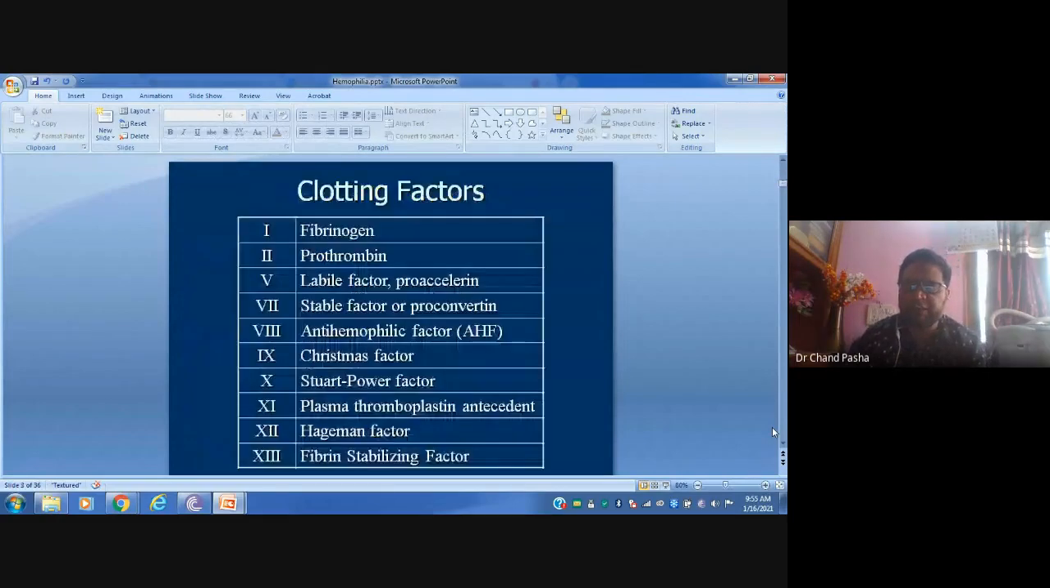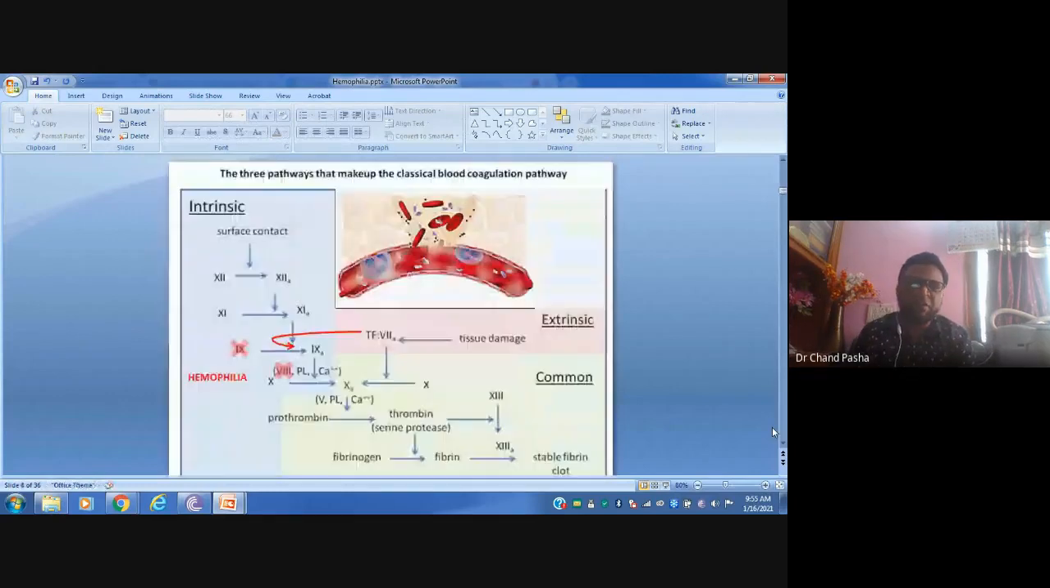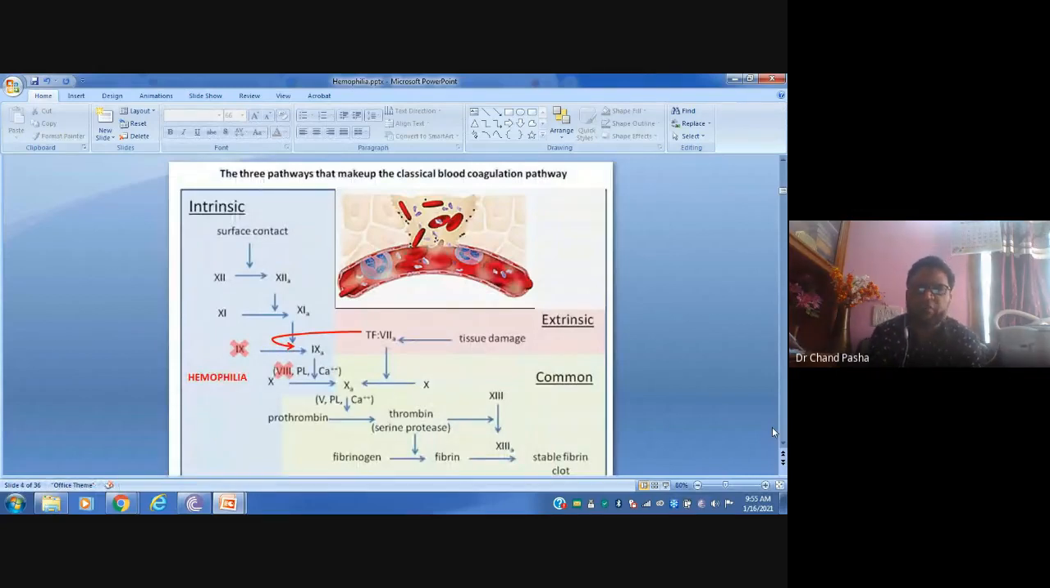So the clotting factors, again, we are discussing these things. Now we'll just review again. As I told you, the clotting process starts in two ways: one is the extrinsic mode and the other is the intrinsic mode. In the intrinsic mode, a factor will be released and that will activate the 12th factor.